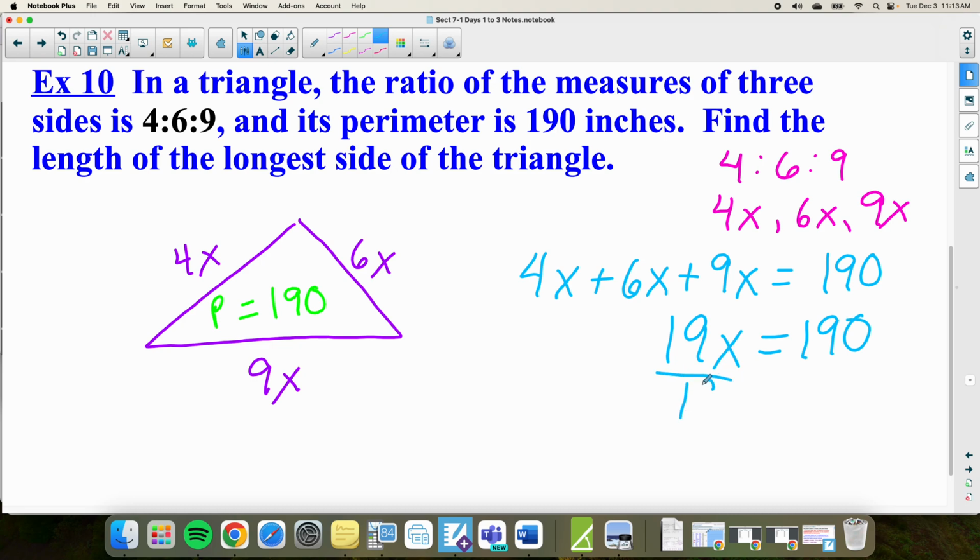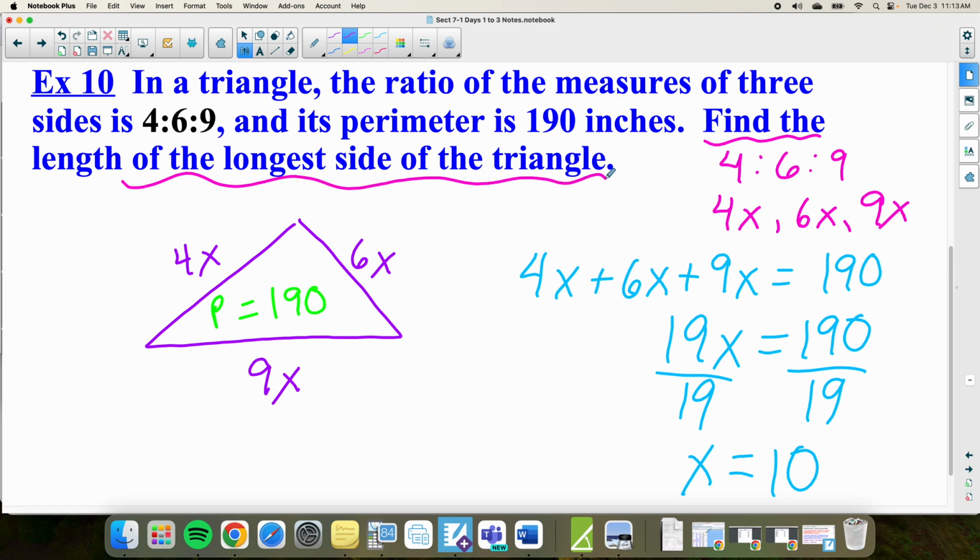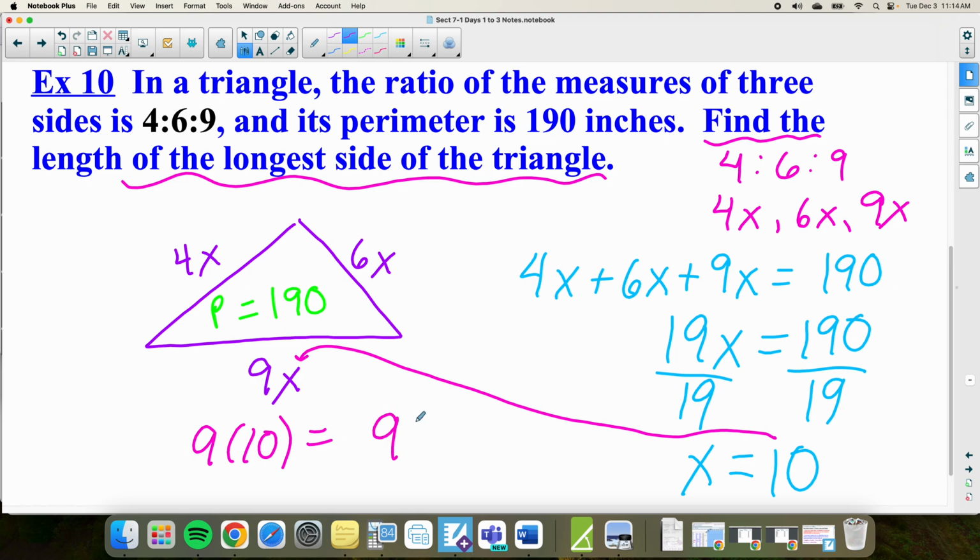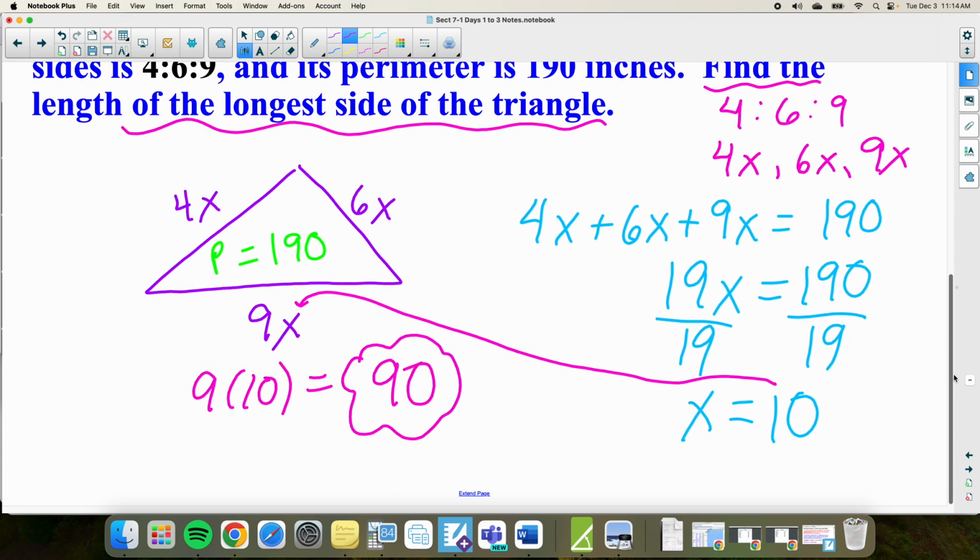Then we're going to divide by 19. And when you divide that, x is 10. Okay? But then you're going to look back at what exactly did they want? And they want the longest side of the triangle. So if you took that 10, the longest side is going to be the one that's 9 times x, and you would just put 10 in there, and 9 times 10 is 90, so that would be your answer. If it asked you for all 3 sides, you just put 10 in for all of those.